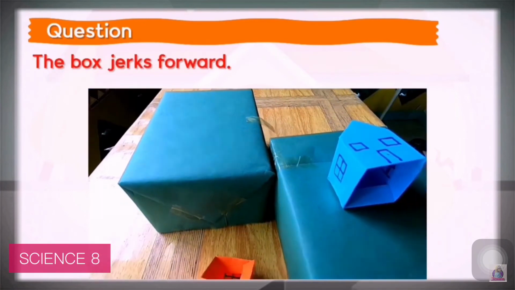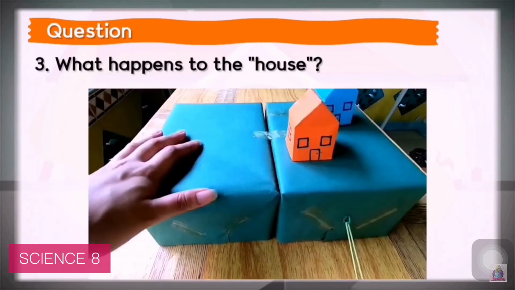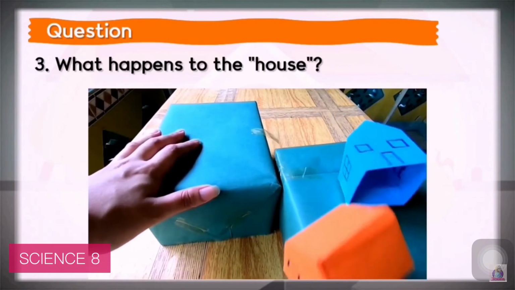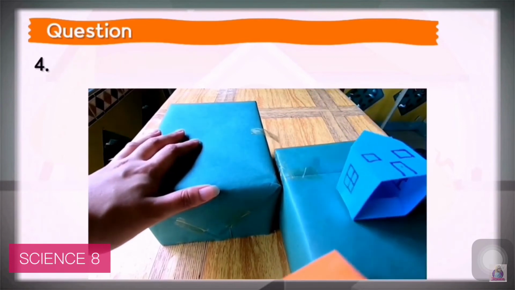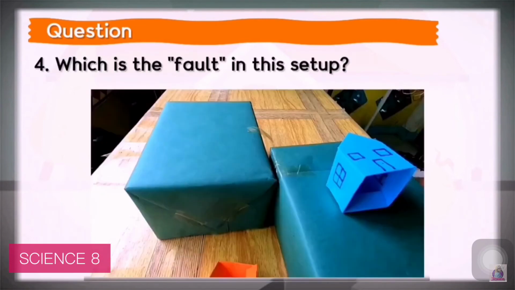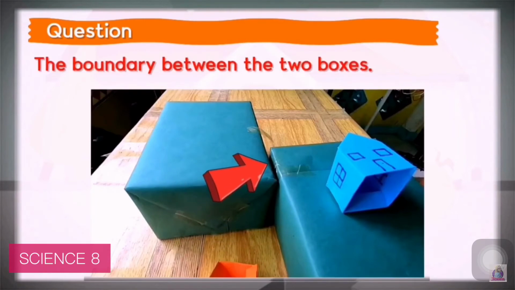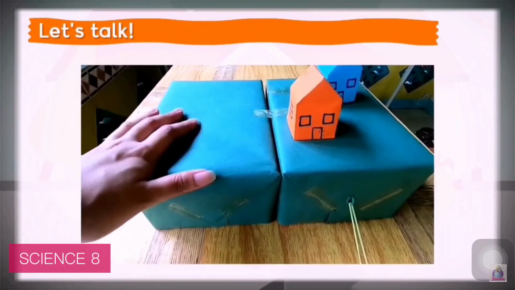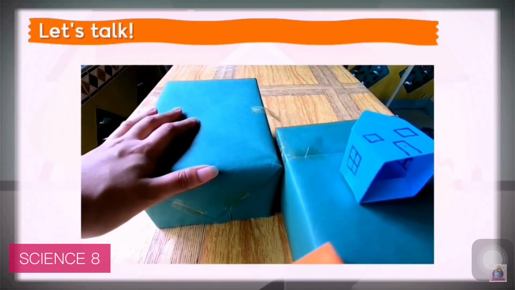You are right. The box jerks forward. What happens to the house? You are right. The house falls over. Which is the fault in this setup? You are correct. The boundary between the 2 boxes. As the box jerks forward, this simulates the sudden movement that occurs along a fault. And now, it's time to check your comprehension by answering the multiple choice questions.